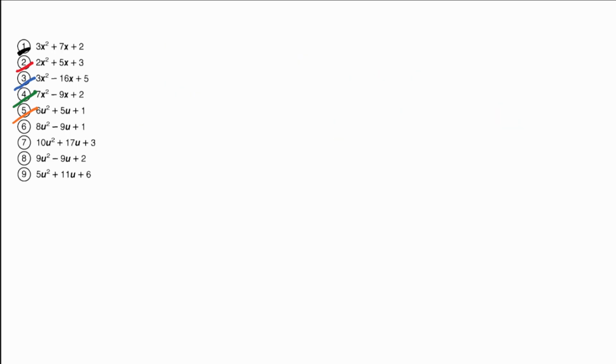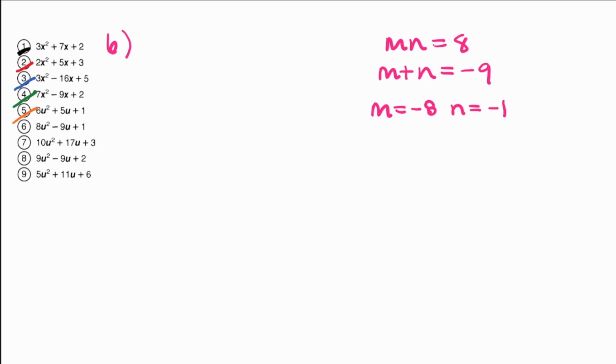Alright, number 6. I'm looking for two numbers that multiply together to equal 8 times 1 is 8, and add up to equal -9, so it's going to be -8 and -1. So 8u squared minus 8u, you could have done -1u minus 8u, but I'm going to do it this way, plus 1.